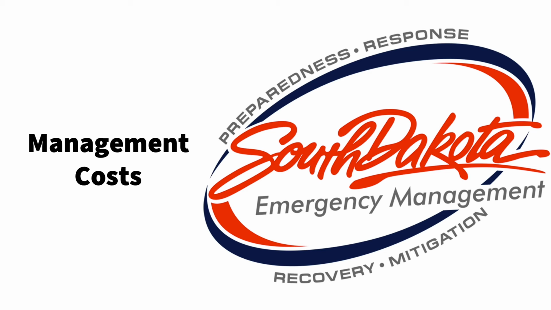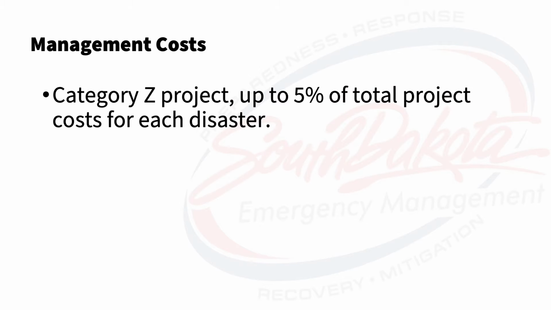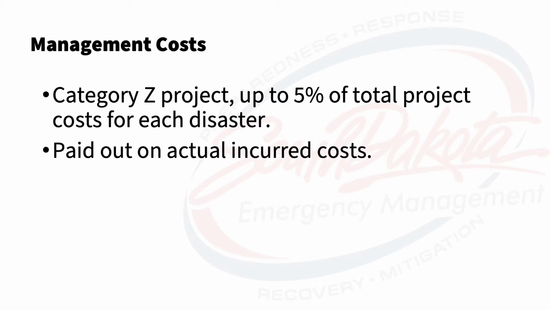This presentation will go over what an applicant can claim for management costs. Management cost projects are written as Category Z projects. Applicants can have a management cost project for each disaster in which they have eligible projects, and they can claim up to 5% of their total eligible project costs in management costs.